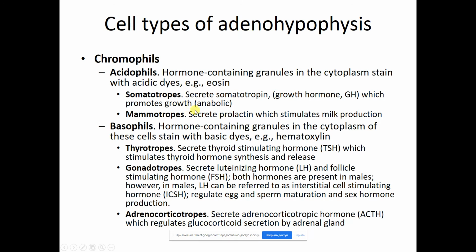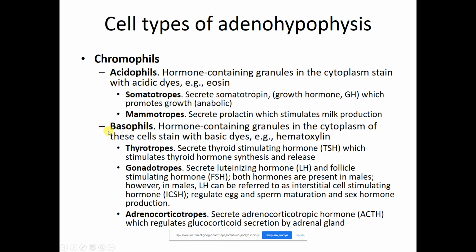Okay, let's continue. Mammatropes secrete prolactin, which stimulates milk production. With this prolactin, we have very common syndromes known as hyperprolactinemia, in males and in females, which sometimes causes challenges in pregnancies and getting pregnant. Okay, we'll discuss it later. So you see, these acidophils are only two types of cells, somatotropes and mammatropes.